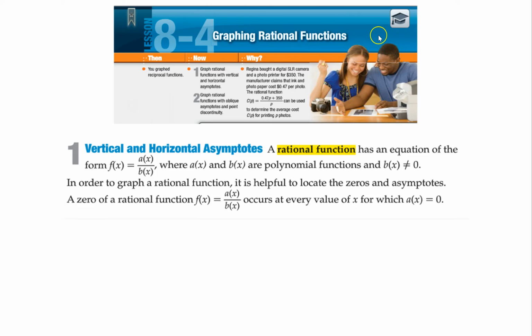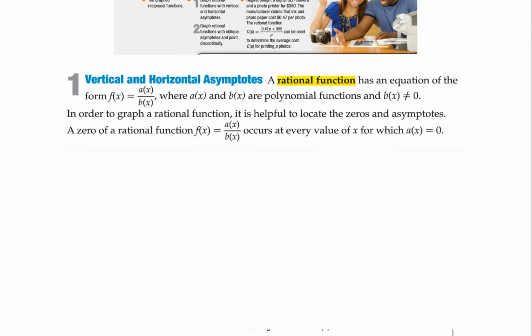8.4, graphing rational functions. So now we're going to go more complicated than we did last time. We're going to expand on just reciprocal functions, which is last class, and now we're going to do all rational functions. So by the end of this lesson, hopefully we'll know how to graph any type of rational function. First up, let's talk about vertical and horizontal asymptotes.